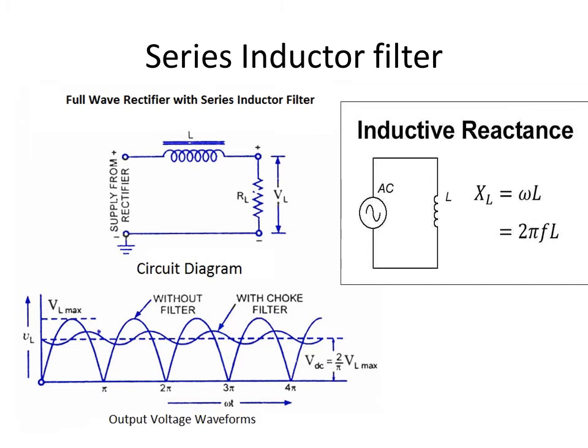So the inductor always generates an induced current which will oppose any change in the current through it. Whenever the current or voltage is increasing, it will develop an induced voltage or induced current opposite to the change in the current. So when the output of the rectifier circuit is increasing, the induced voltage will be decreasing.